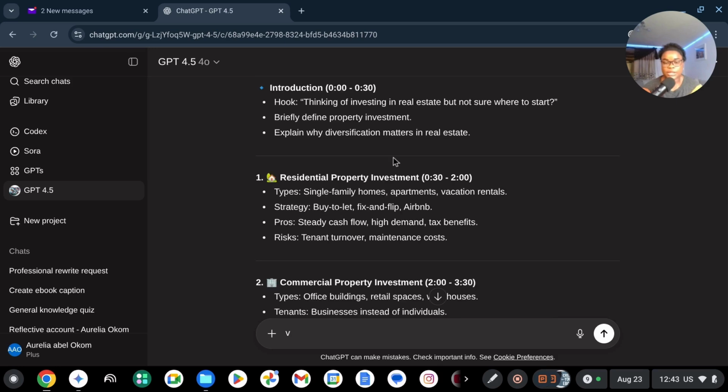And like I said, for residential investment, the types could be single family homes, apartments, vacation rentals, and so on, like Airbnb and co. When you're talking about the strategies, is it buy to let, is it fix and flip, is it Airbnb? That is what you need to consider. Then the pros: steady cash flow, high demand, tax benefit. Then for the risk: tenant turnover, maintenance cost. So you have to put all this into consideration.